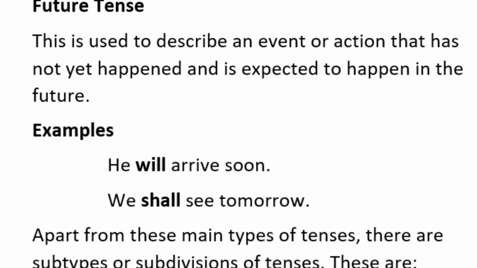Apart from these main types of tenses, we have subtypes or subdivisions of tenses. That's why some might tell you we have 12 types of tenses, we have 16 types of tenses. These are subdivisions under the past, present, and the future tenses. The first one to be considered here is past continuous tense.